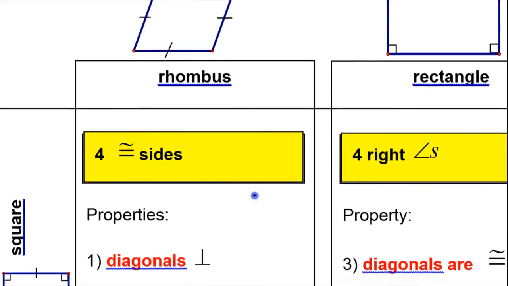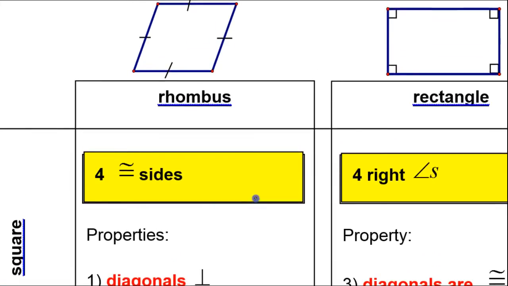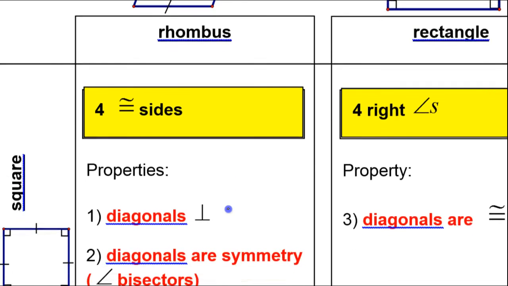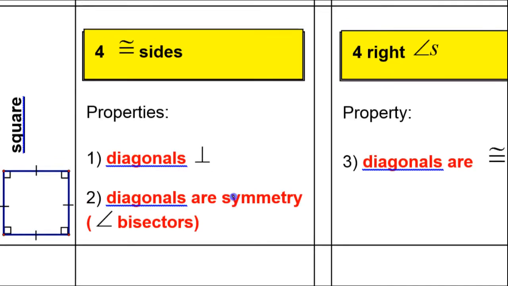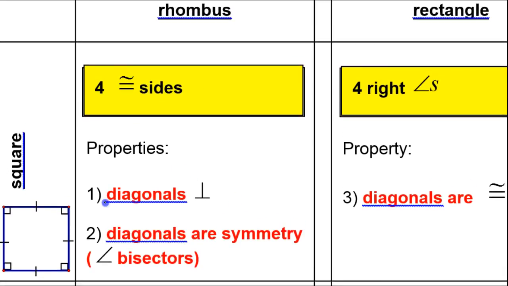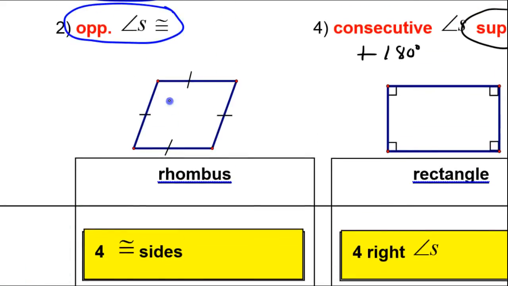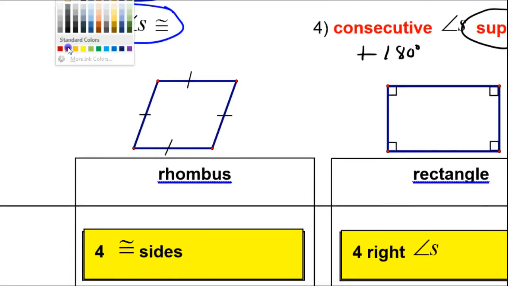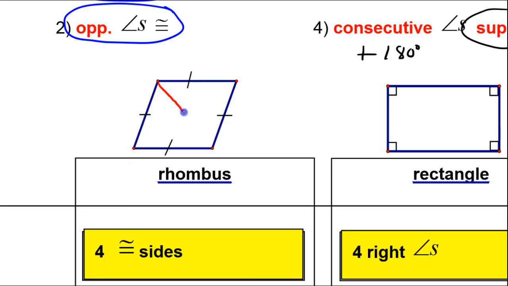Now let's talk about the special properties of a rhombus. A rhombus has two special properties. For a rhombus, the diagonals are perpendicular. That's the first property. So here's what that means. The diagonals are perpendicular. So this is a diagonal and this is a diagonal. But for a rhombus, those are going to be perpendicular. So they're always going to make a 90-degree angle.